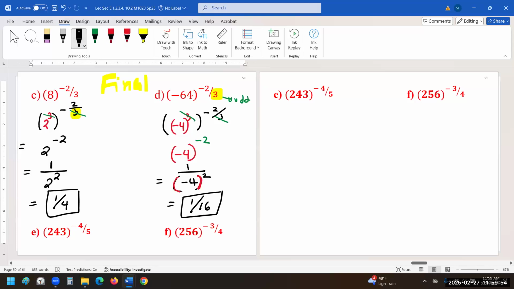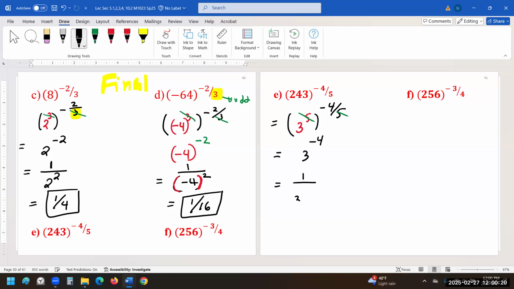The next one, we actually already did that, but we did it with positive power. This time we are doing it with negative power. So we know 243, what number to the 5 power? 3. So 3 to the 5. The 5 cancels out. We have 3 inside, negative 4 outside. Negative 4 means fraction, so 3 to the positive 4. And what is 3 to the positive 4? 1 over 81.